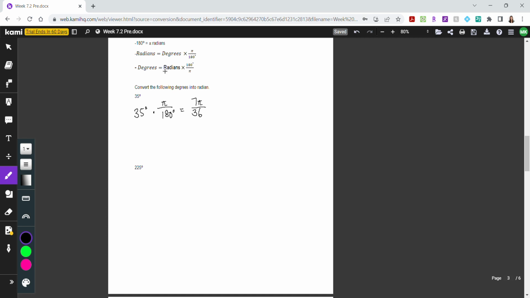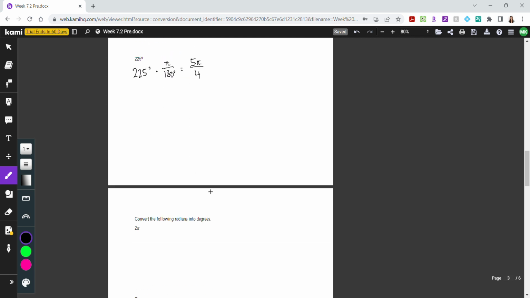Now let's try the other one. 225 times pi over 180. Again, don't put pi in the calculator, just do 225 divided by 180, which gives you 5 pi over 4. That's it. If you have any questions about converting degrees to radians, bring it to your deep dive lesson.